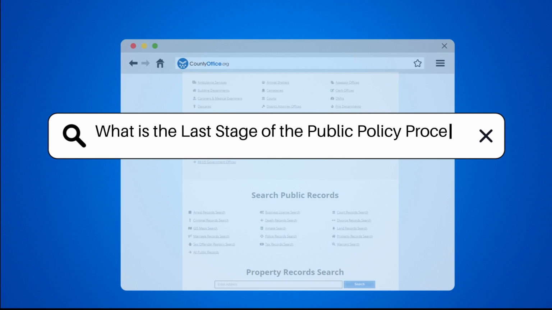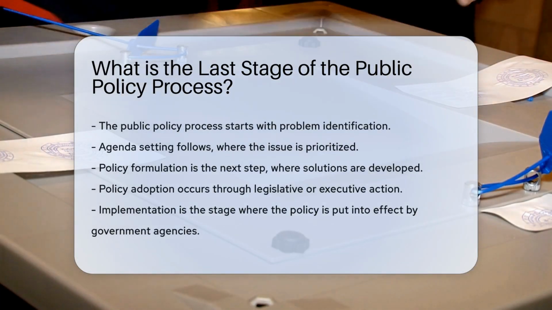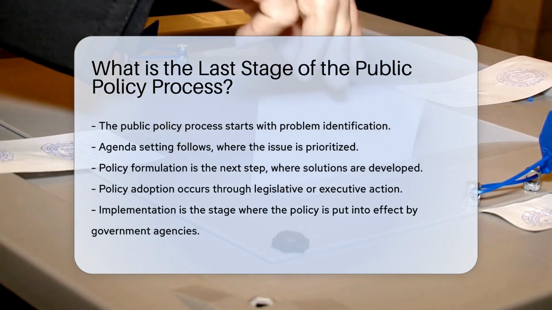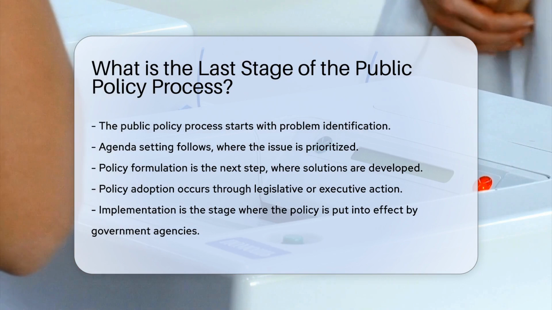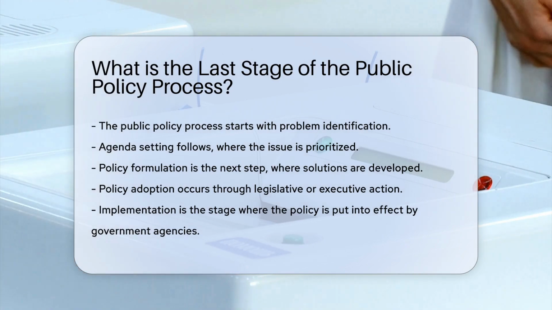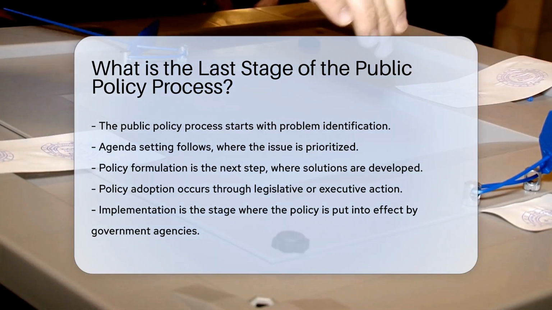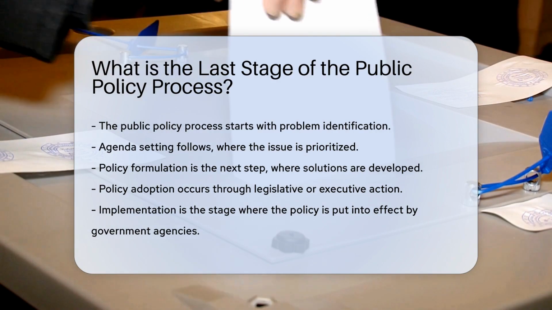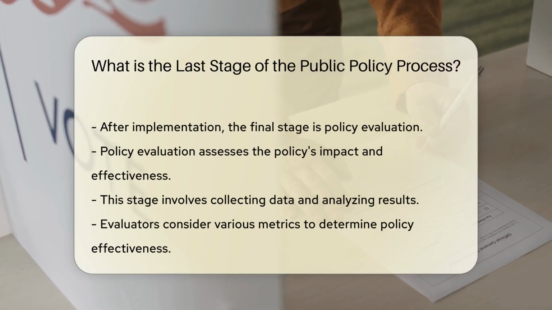What is the last stage of the public policy process? The public policy process consists of several stages. It begins with problem identification. This is followed by agenda setting, where the issue is prioritized. Next comes policy formulation, where solutions are developed. After that, the policy must be adopted through legislative or executive action. Implementation follows, where the policy is put into effect by government agencies.